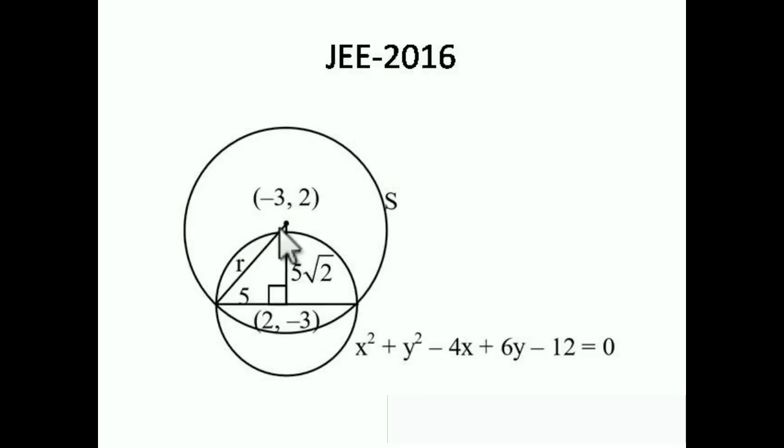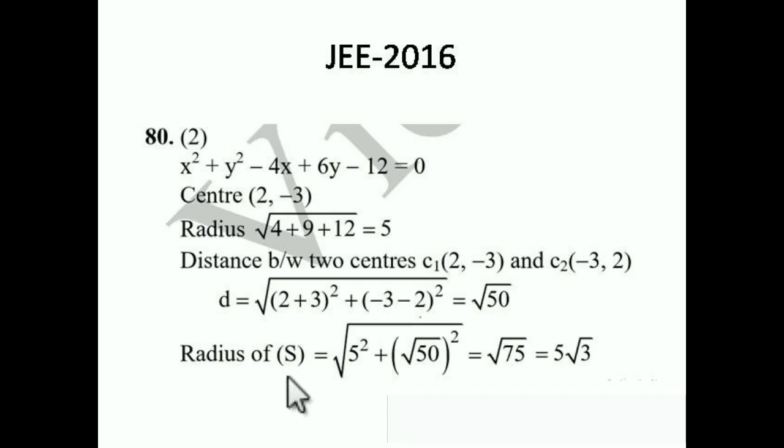That means r square is equal to 5 square plus (root 50) whole square. That means 25 plus 50, that means 75. And square root of 75 is my radius. So it becomes 5 root 3. That's my answer. Again, very simple, not having a very large number of formulas.